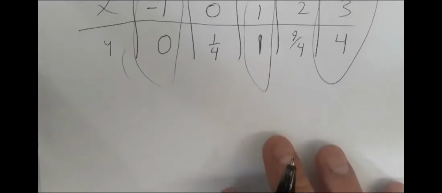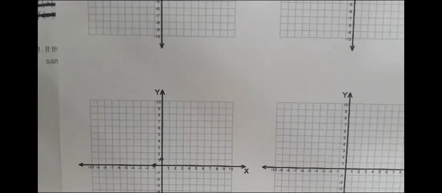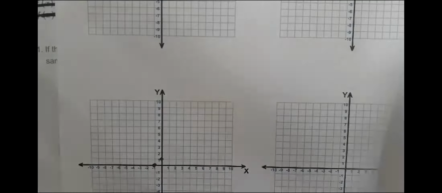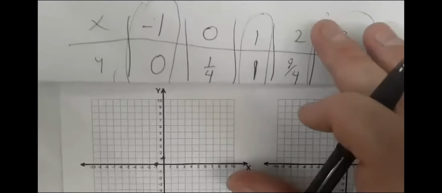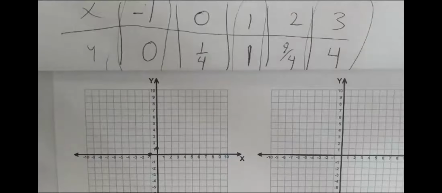Okay, so I want to do -1, comma 0. I want to do 1, 1. Ooh, I'm not showing it. There you go. And let's see, show them all on one page. Will it work? There we go. There's my points. -1, 0. I know 1, 1 is a point.